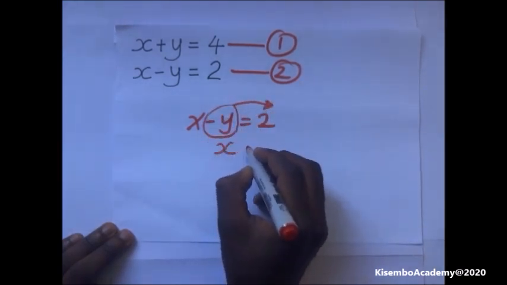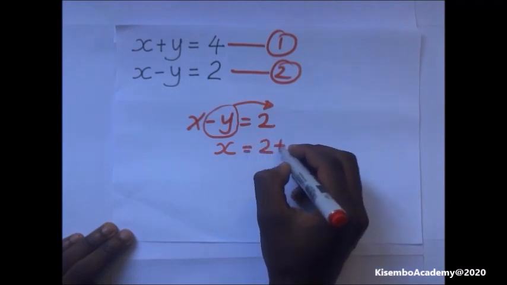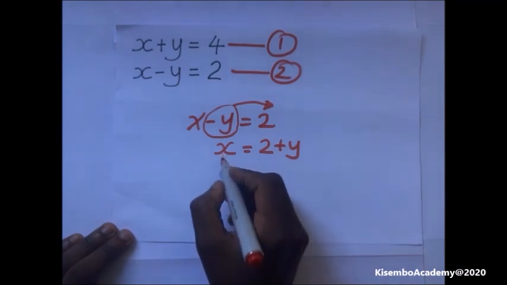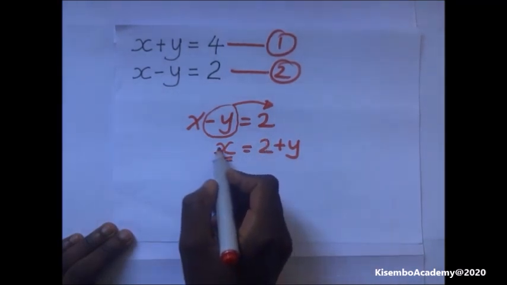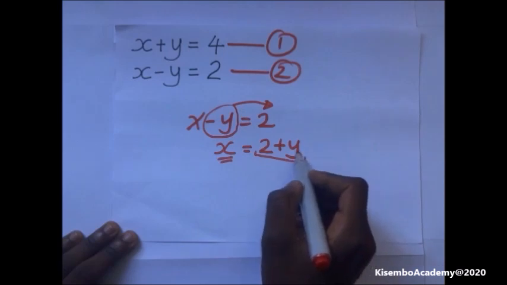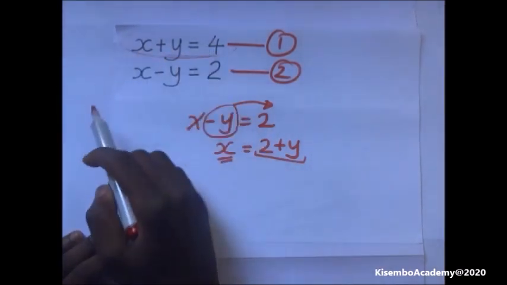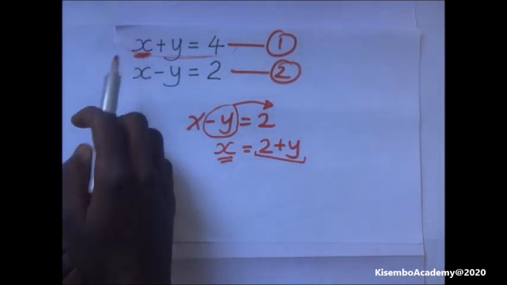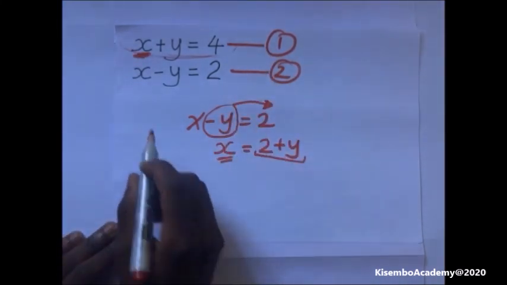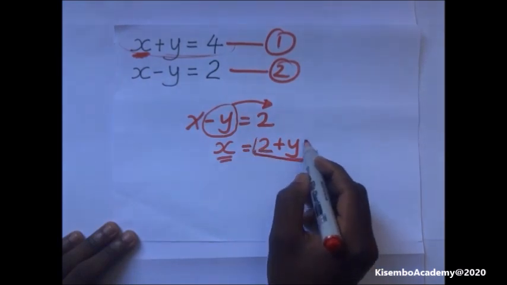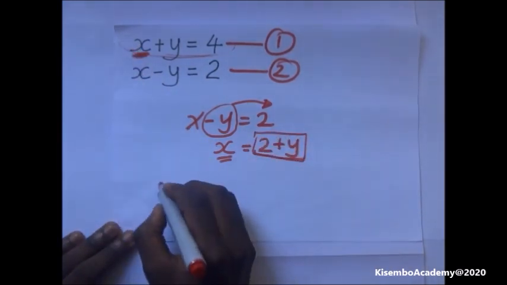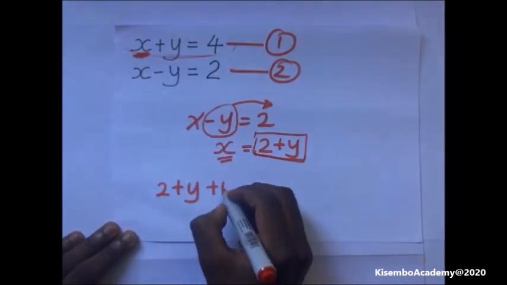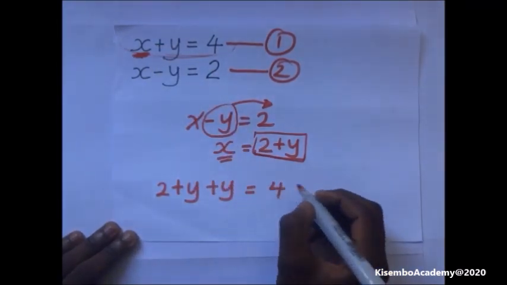It means that our value of x here is going to become 2 plus y. So when it becomes 2 plus y as our value of x, we are going to substitute this value of x, this 2 plus y, into the first equation. So we substitute for the value of x at that spot. So our equation 1 is going to become, where there is x, we put this expression of y. So it becomes 2 plus y, then plus y is equal to 4.